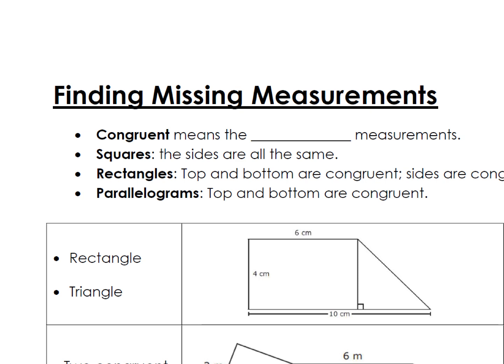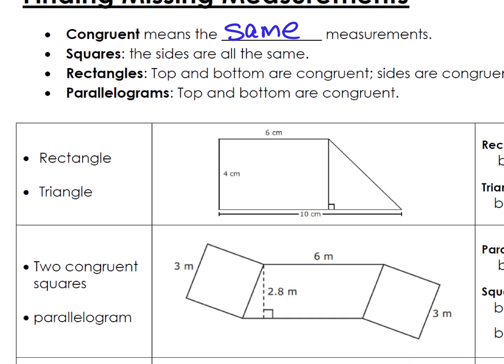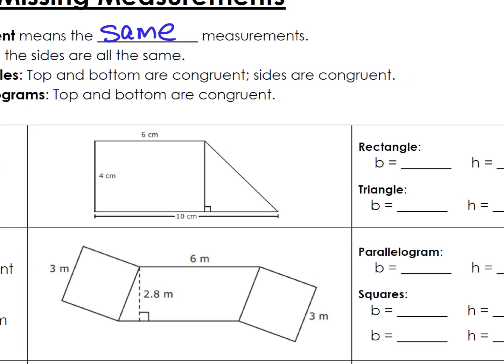So first off, congruent means they have the same measurements. On a square, the sides are all the same. They're all congruent. So if we know one side of the square, then we know them all. Rectangles, the top and the bottom are congruent, and the sides are congruent. And on parallelograms, the top and the bottom are congruent as well. So on this first composite figure, we have a rectangle and we have a triangle. And we need to find the base and height of each one.